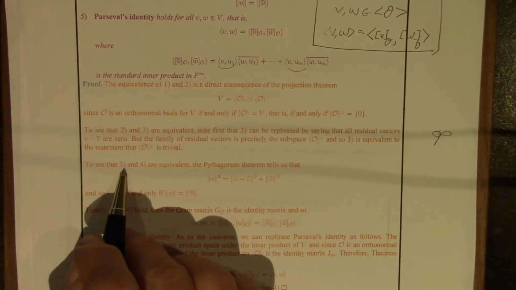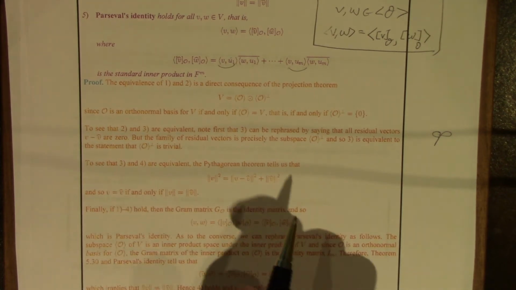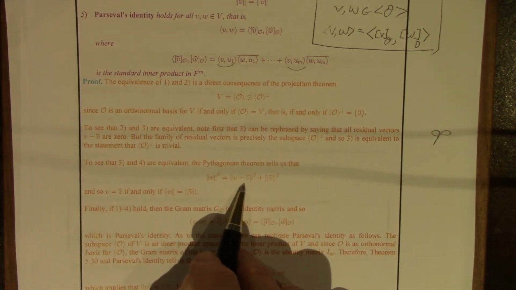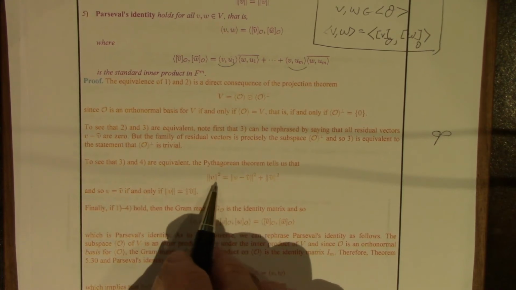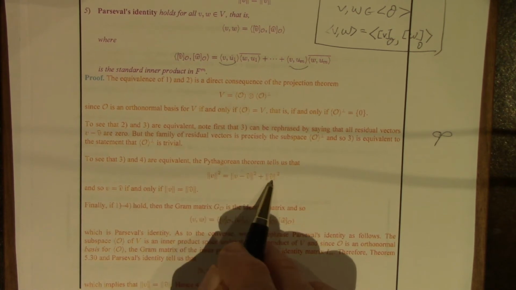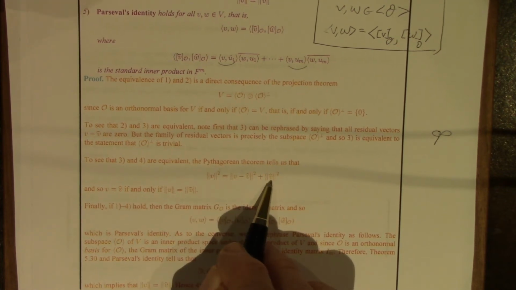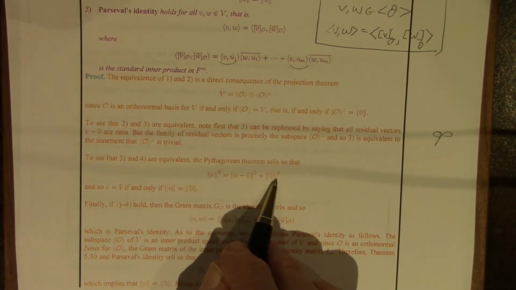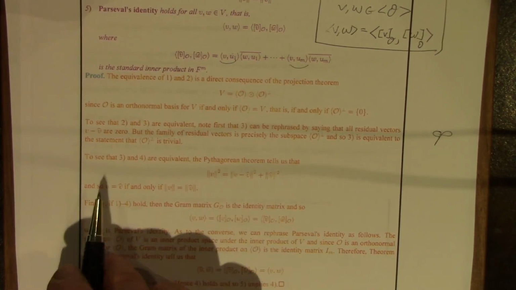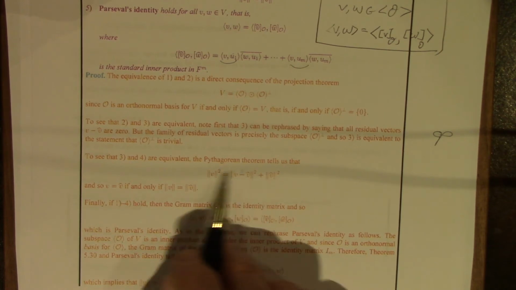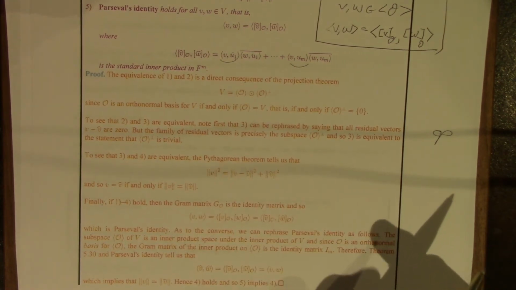As to 3 and 4 being equivalent, this is a direct consequence of the Pythagorean Theorem. The residual vector, V minus V hat, is orthogonal to the projection. And so the Pythagorean Theorem gives us this. So V equals V hat if and only if the norm of V equals the norm of V hat.